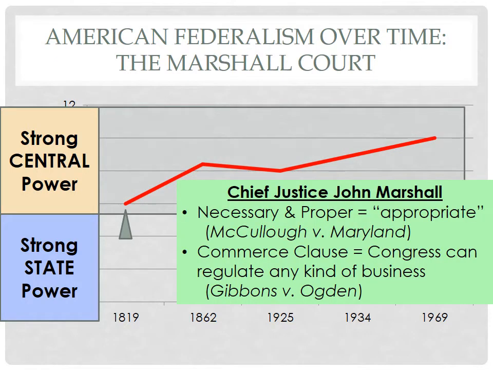So the first time that I want to look at is 1819. We're back with Chief Justice John Marshall and with McCulloch versus Maryland, which was an early landmark case. In this case, John Marshall looked at the necessary and proper clause. What did that actually mean? What does necessary and proper mean? It's kind of ambiguous. What exactly does that give the government a power to do?